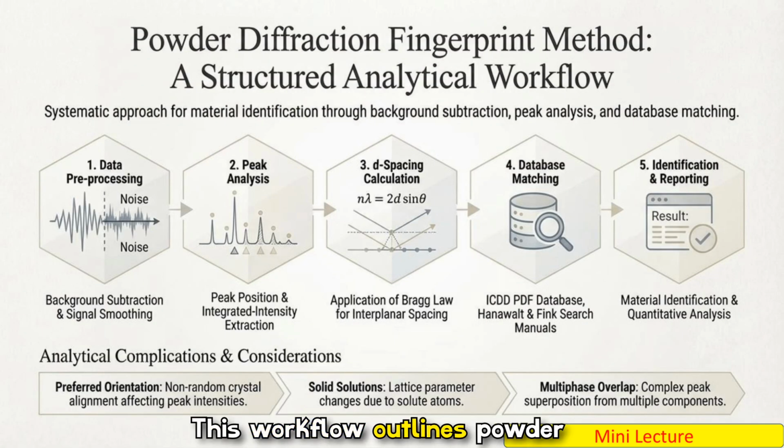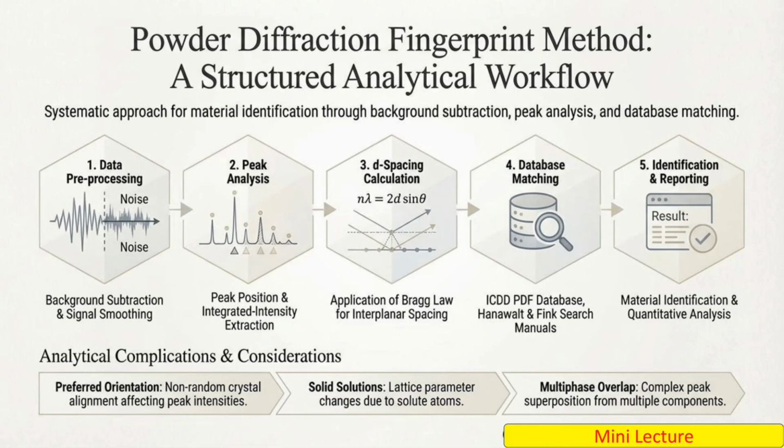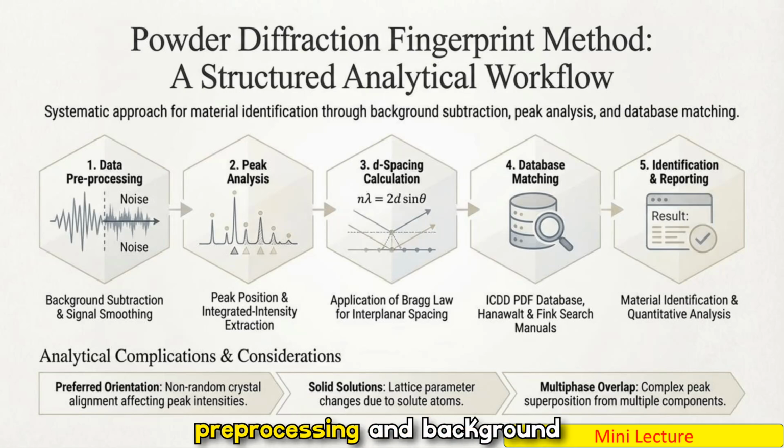This workflow outlines powder diffraction fingerprinting as a stepwise path from data pre-processing and background subtraction through peak analysis and d-spacing calculation to database matching and final identification. The graphic emphasizes analytical complications like preferred orientation, solid solution shifts in lattice parameters, and multi-phase peak overlap, and underscores that careful peak extraction and matching are key to reliable material identification.